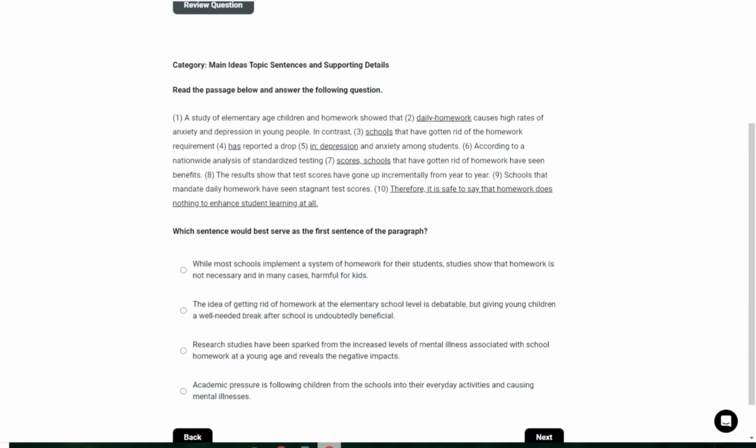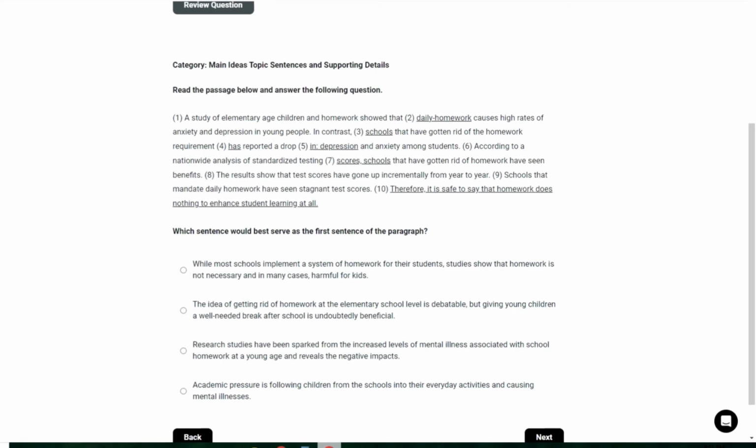Let's do it. A study of elementary age children and homework showed that daily homework causes high rates of anxiety and depression in young people. In contrast, schools that have gotten rid of the homework requirement has reported a drop in depression and anxiety among students. According to a nationwide analysis of standardized testing scores, schools that have gotten rid of homework have seen benefits. The results show that the test scores have gone up incrementally from year to year. Schools that maintain daily homework have seen stagnant test scores. Therefore, it is safe to say that homework does nothing to enhance student learning at all.